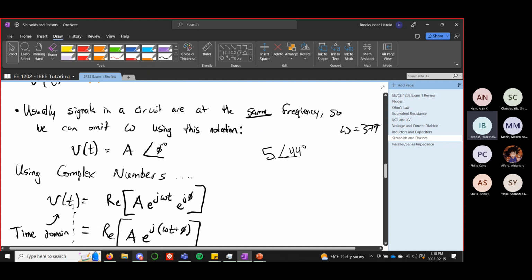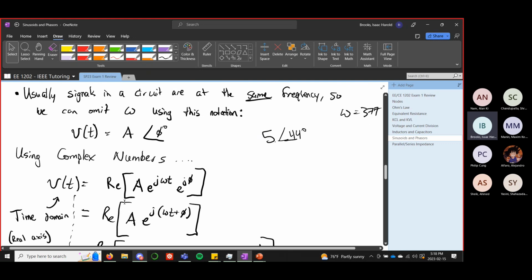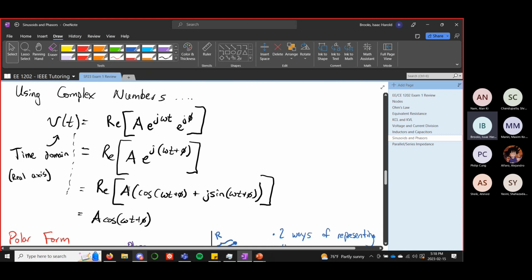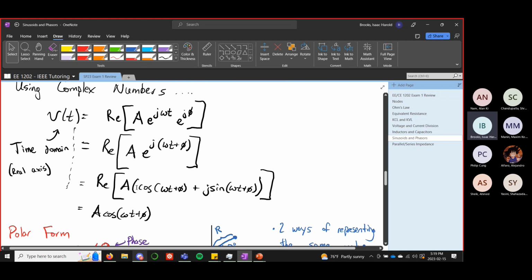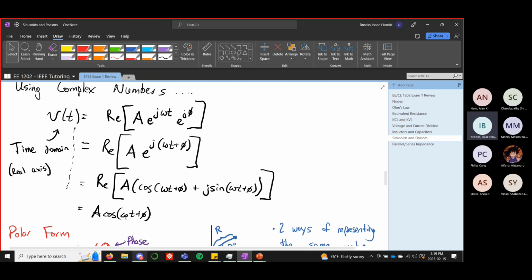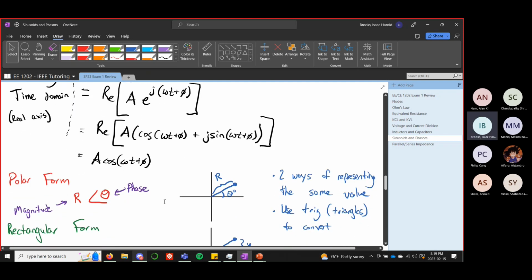Okay, so using complex numbers. This time domain signal that we have is really just the real projection of this complex number. So it's the real part of this expansion of Euler's formula. So say that we had e to the j (omega t plus phase shift). We expand that into the cosine and the sine. We get cosine of (omega t plus the phase shift) plus j sine of (omega t plus the phase shift). And we're taking the real part of that, and that's just the cosine. So this is what we've been dealing with. But because now we're going to introduce inductors and capacitors, they have imaginary impedances. So they're going to have an effect on the imaginary portion of our signal.